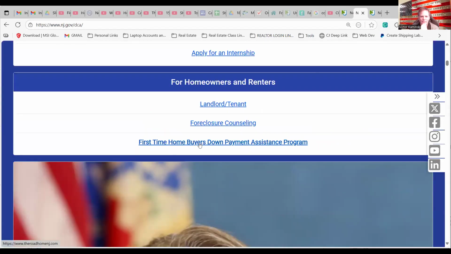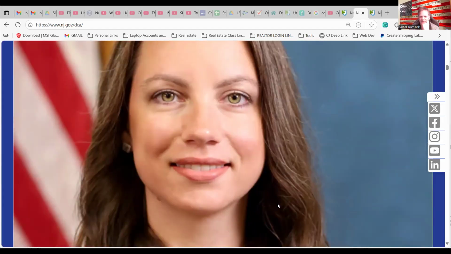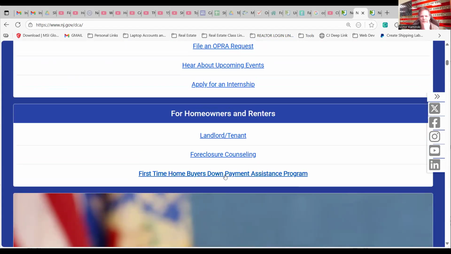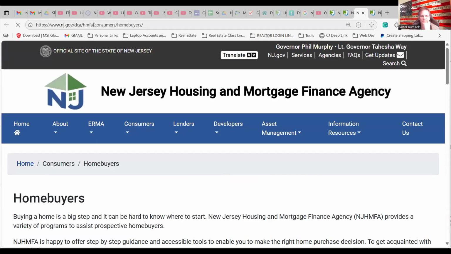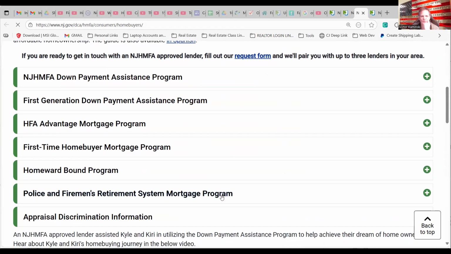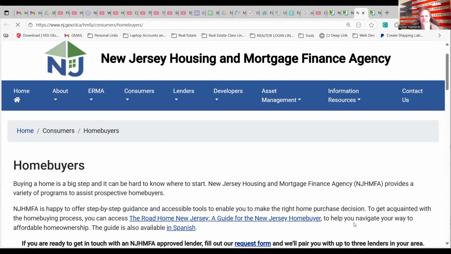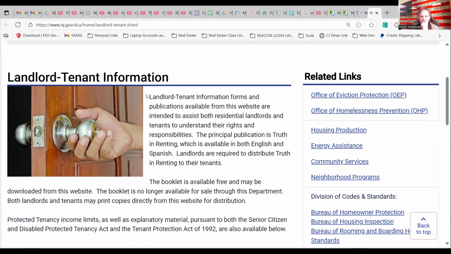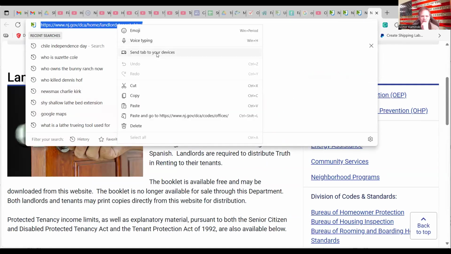Here's another one we learned about, the first time home buyers program. That's the NJHMFA. Yep, HMFA. There you go. The home buyers program for down payment assistance. Either way, here's the new page for landlord tenant issues.